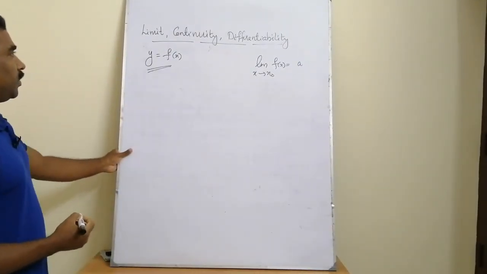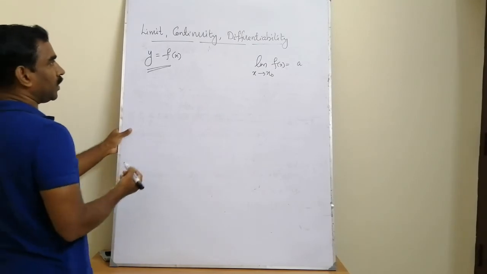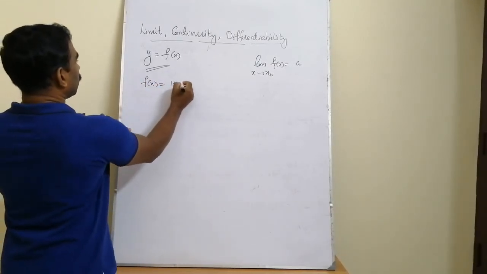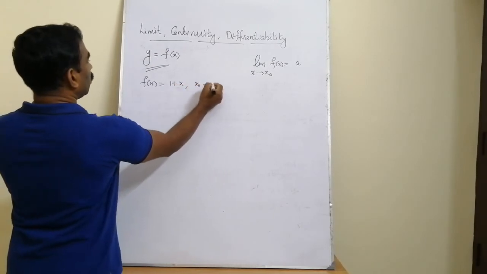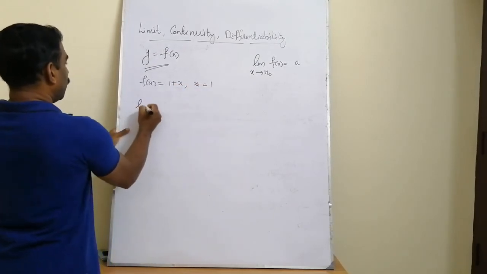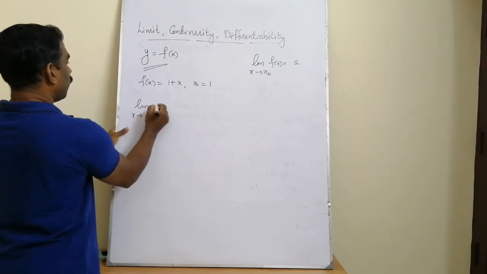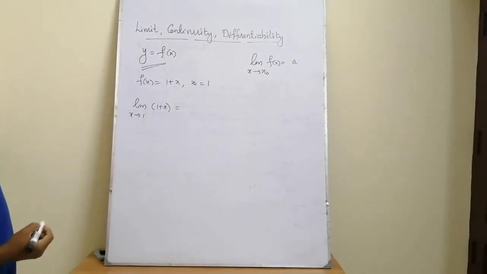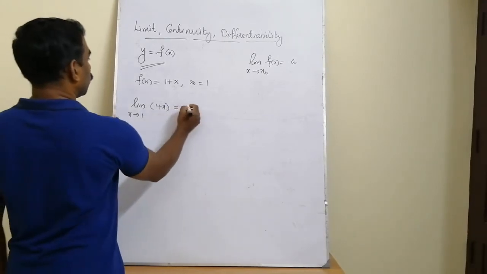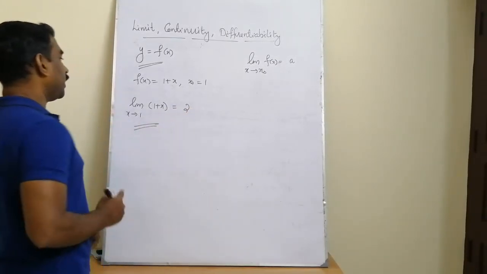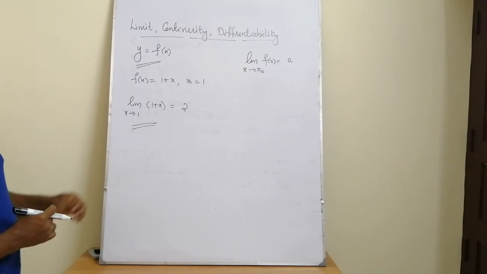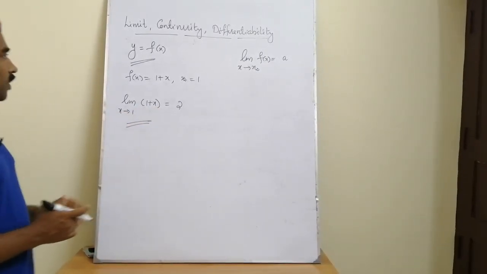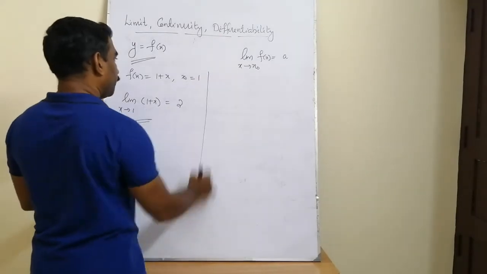In order to see that concept, suppose we start with an example. Suppose f(x) is equal to 1 plus x and x naught is equal to 1. Then what is the limit as x tends to 1 of 1 plus x? We know that this answer is 2. By direct evaluation, we can see that the limit of this polynomial function 1 plus x at x equal to 1 is 2.